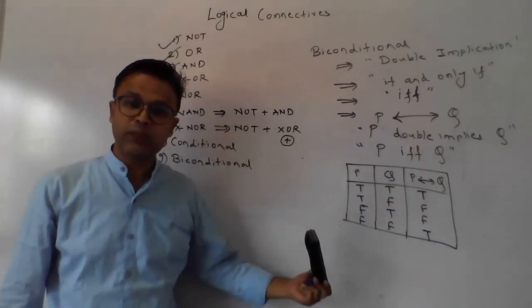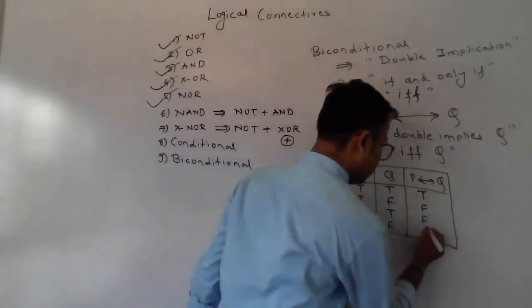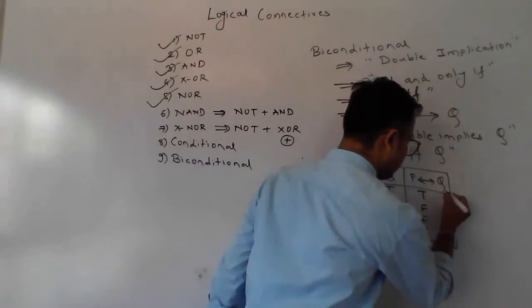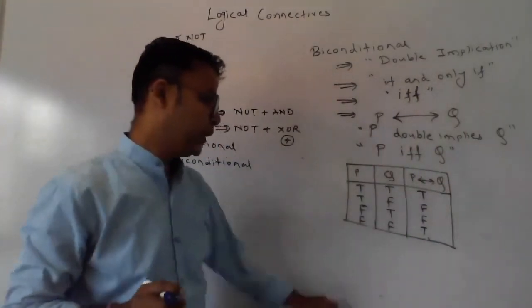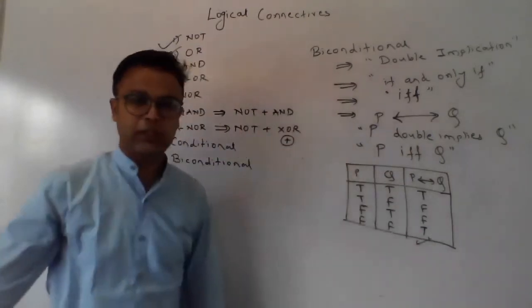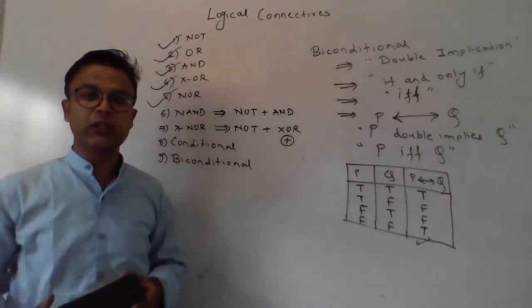Biconditional. The truth table of biconditional is same as that of your XNOR. So this is the notation that is used for P double implies Q, and this is its final truth table. Got it? So this is about your logical connectives.